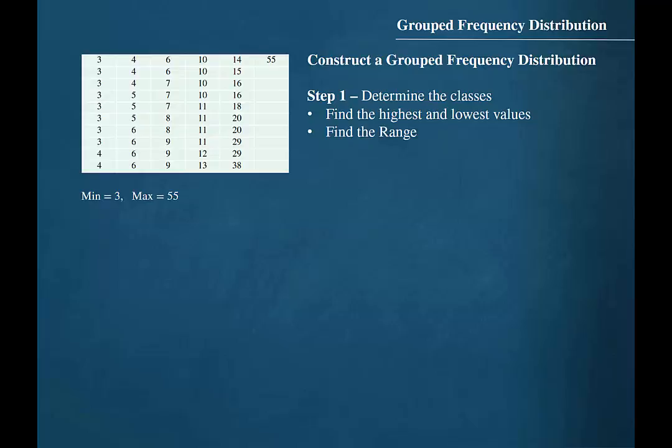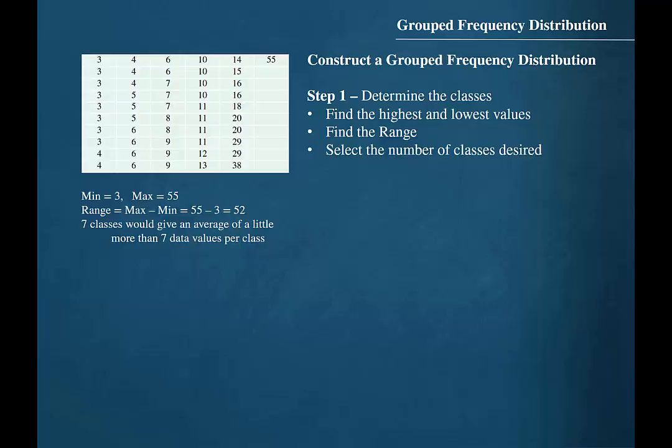Find the range. The range is the difference between the maximum and minimum values, so this data set has a range of 52. Select the number of classes desired. The guidelines tell us that there should be between 5 and 20 classes, and that the number of classes should be chosen so that trends in the data set are apparent.